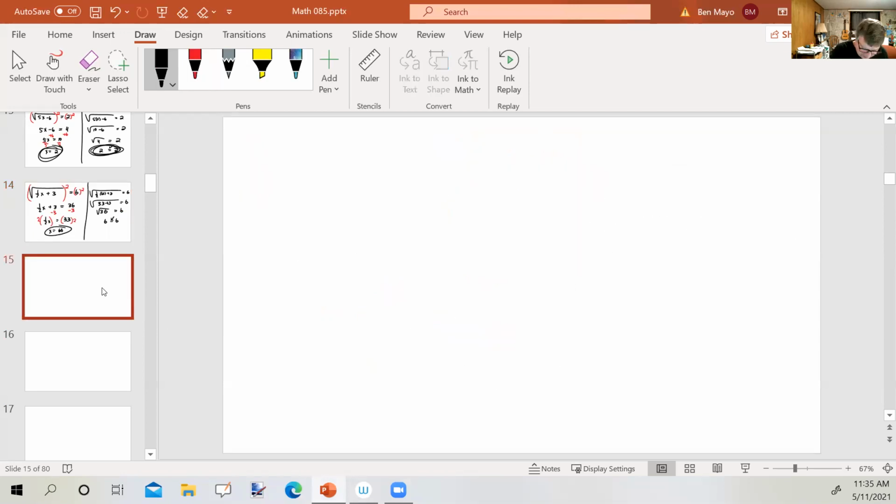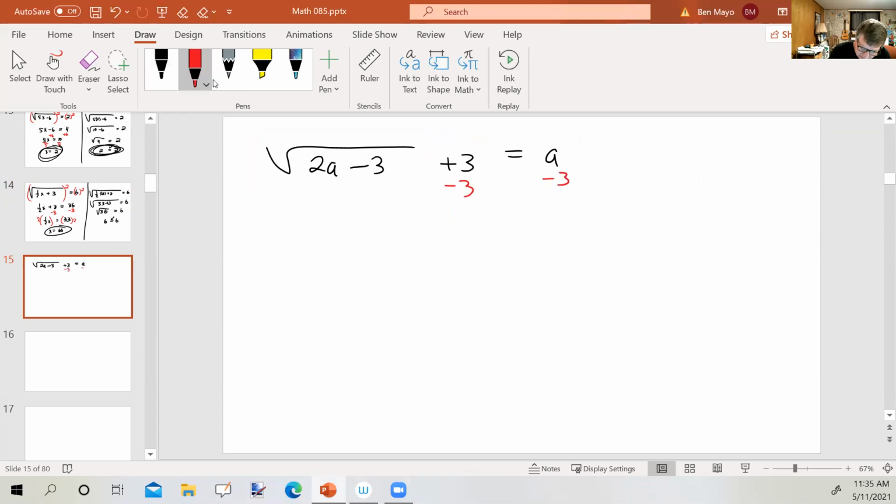And let's see, we have the square root of the quantity 2a minus 3, and then plus 3 equals a. So now the radical term is not isolated, so our first step is to isolate it. We'll do that by subtracting 3 from both sides of the equation, which gives us the square root of 2a minus 3 equals the quantity a minus 3.